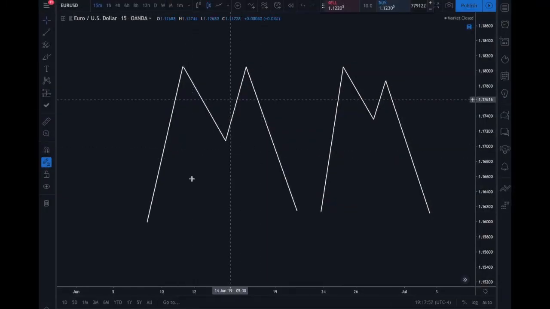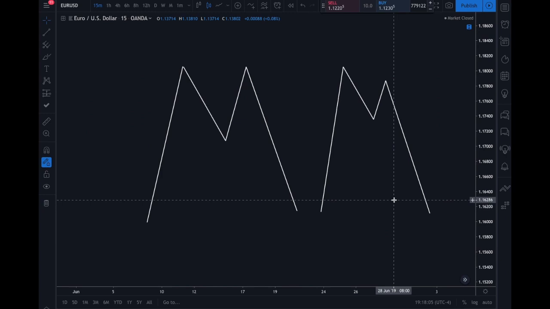So here we have two M's, right? One of them, as you can see, is even. The other one is not. Why is that? What's the difference? So let's go over that. What makes up an M?